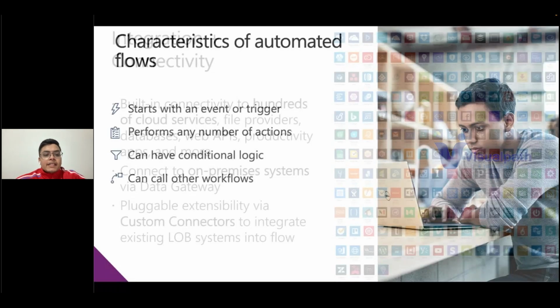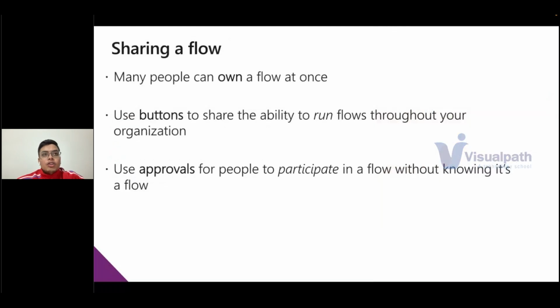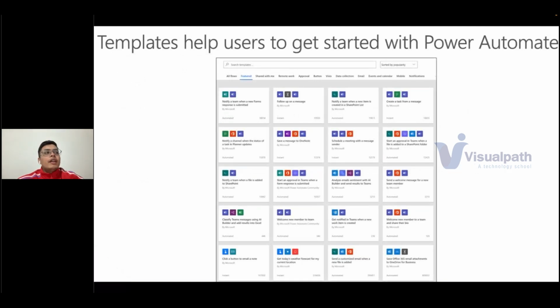So these are the characteristics of Power Automate. We have triggers or events. We have actions to perform. We have conditions. We have loops to iterate through each item of an array. We have workflows to call. We could also share our flows within the organization, so other users can also use the same flow. And we have templates. There are more than 100 templates available in Power Automate, which you can use to create the flow. So you don't need to create the flow from scratch. You can use the templates.